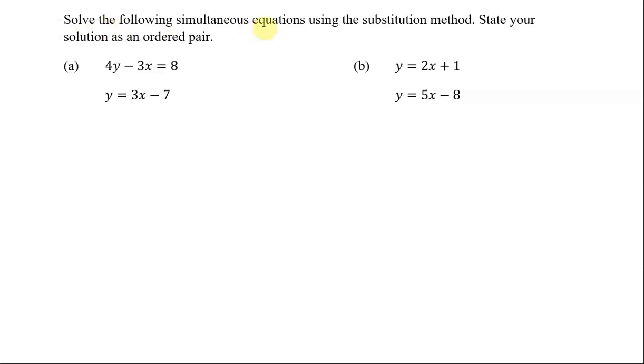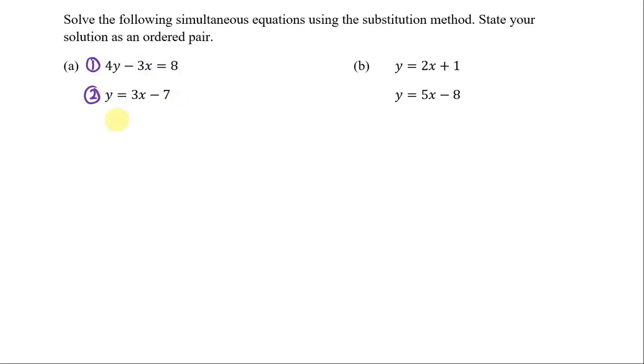Solve the following simultaneous equations using the substitution method. State your solution as an ordered pair. The first thing we do is we always label our equations number 1 and number 2. We're going to substitute one of the equations into the other.